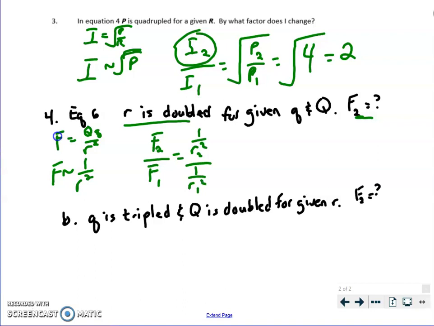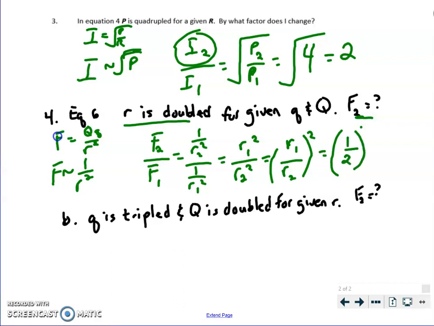Again, because the R is the denominator, I got to keep that in my proportionality. That simply becomes R1 squared divided by R2 squared. Well, I'm going to change that to R1 over R2 whole quantity squared. That just makes it easier. Okay, now we can put in what was changed. What was changed is R is doubled. Okay, R2 is double R1. So this becomes, in the parentheses here, R1 is the original, so it stays 1. R2 is doubled, 2. And then I just got to square the whole thing.